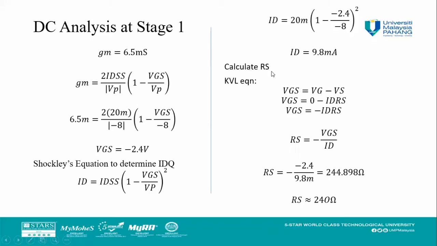When we want to calculate RS, we use the gate equation: VGS equal to VG minus VS, where VG is 0 and VS is ID RS. So VGS equal to minus ID RS. RS is equal to minus VGS over ID, and substituting the values we have 244.898 ohms for RS. Following the standard value, we have 240 ohms RS.